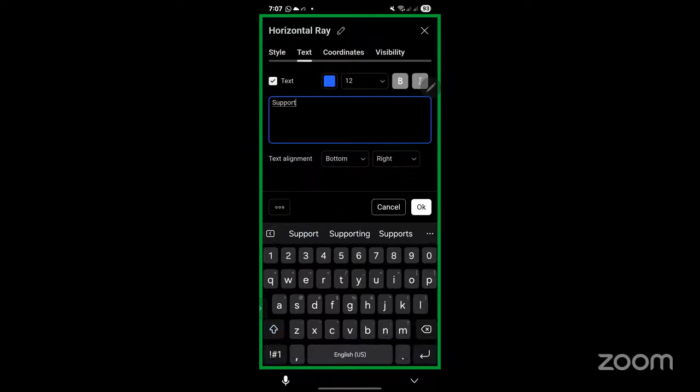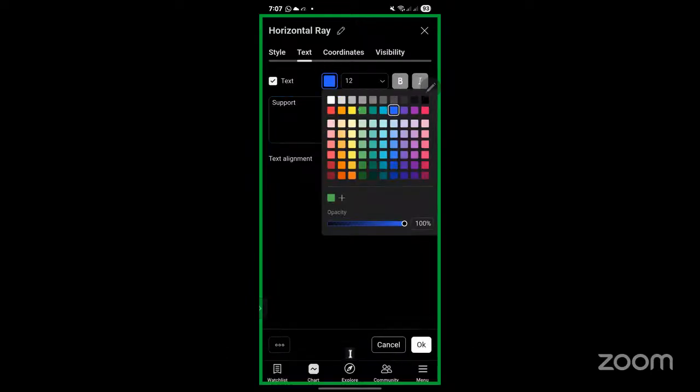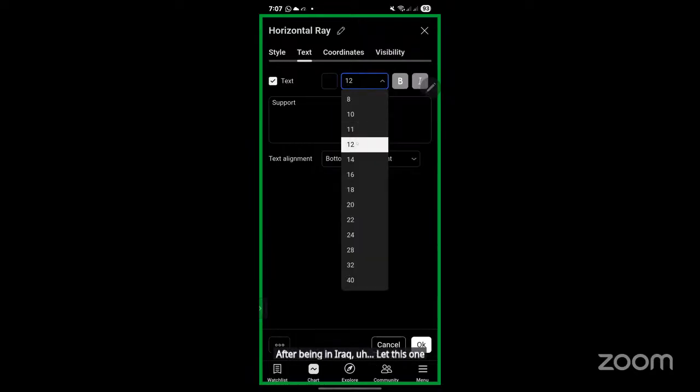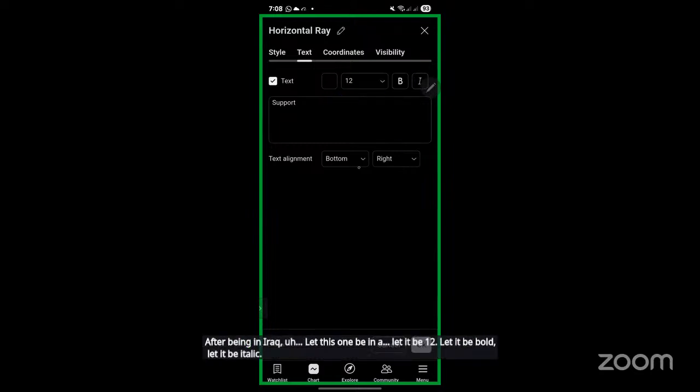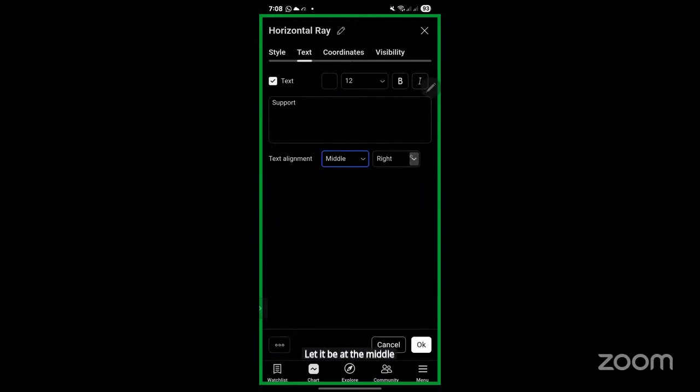Support. Write support. Choose the color you want it to be. I want it to be in blue. All right, or I can say it to be in black. After being in black, let this one be 12. Let it be bold, let it be italic. Let it be at the middle, and this one, let it be in the center. And I type on OK.